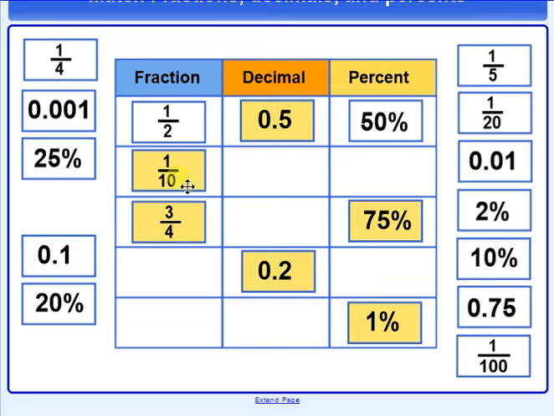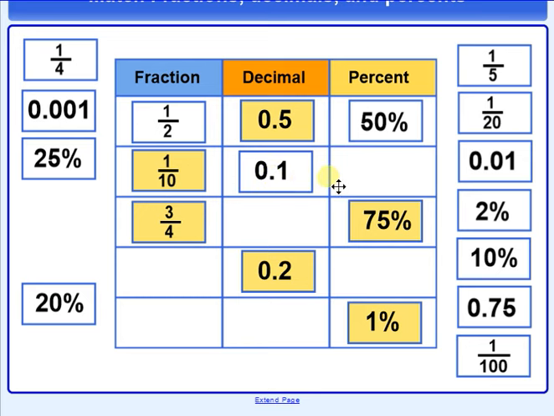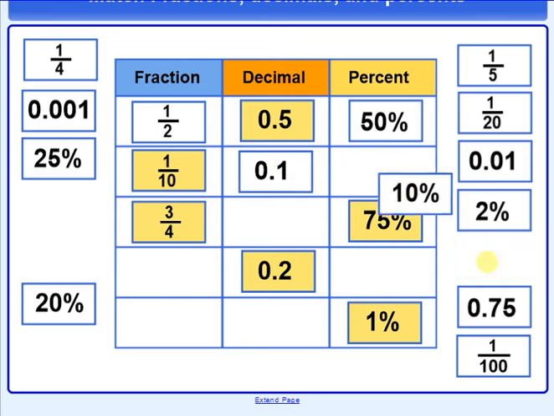Okay, now here I have 1/10. What's 1/10 as a decimal? Right here. Now if I move the decimal over twice, 1, 2, that would give me 10%. Okay, now here I need to find the decimal for 3/4, but it might be easier if I looked at the percent. So if I have the percent here, I move the decimal point backwards. It would be 0.75.